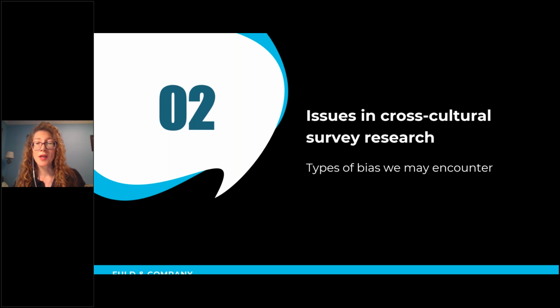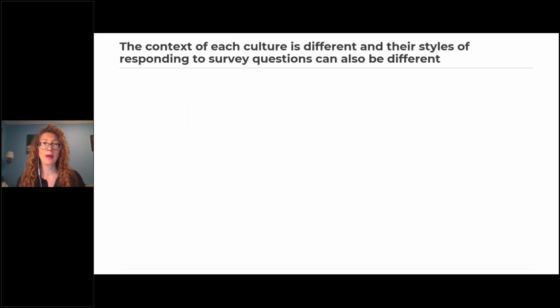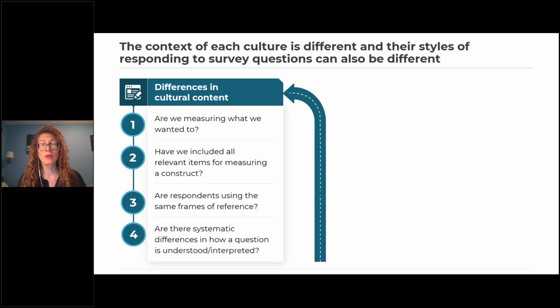So how do we need to think about that when we're actually designing our cross-cultural survey research? There are a number of different biases that we might encounter. So I'm going to go over a few questions first to think about, both in terms of the content and then in terms of the questions that we might ask and how we ask those questions.